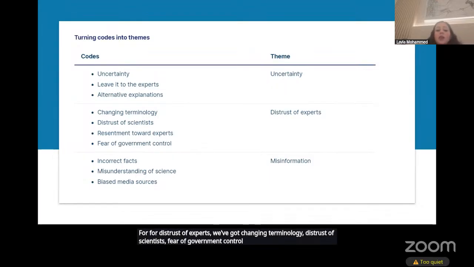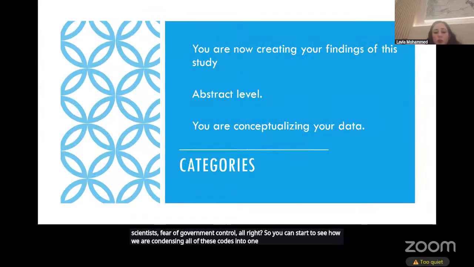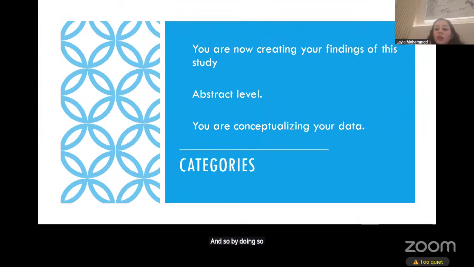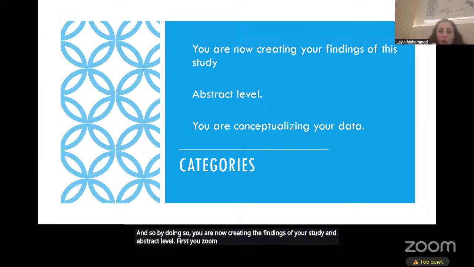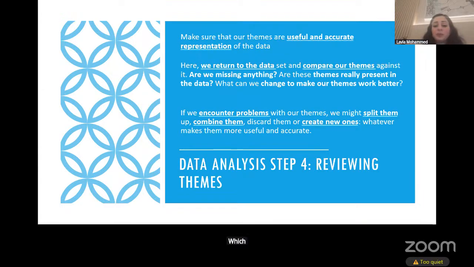All right, so you can start to see how we are condensing all of these codes into one main word, which is your theme. And so by doing so, you are now creating the findings of your study at abstract level. First you zoom in, you get all your codes, and now we are zooming out, okay, an abstract level. So you are conceptualizing your data, which is your themes.